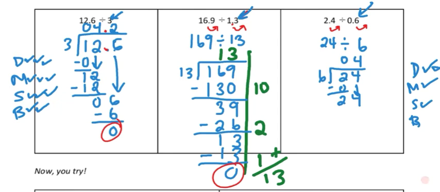6 times, oops, I did the bring down. 6 times 4 is 24. 24 minus 24 is 0. And we've ended up with 0 at the bottom, so that means that is our final answer. There's no decimal places anywhere in this 24, which means that I don't have a decimal place in the answer. The answer is just 4.